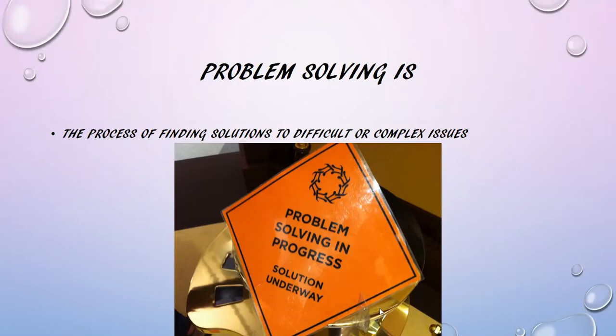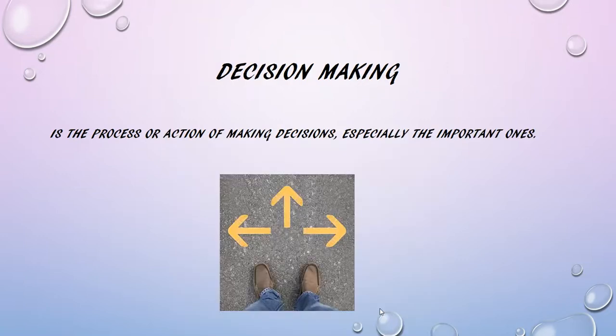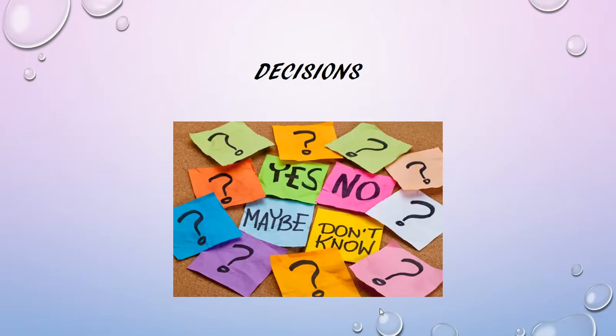Problem solving is the process of finding solutions to difficult or complex issues. Sometimes the issues are not life altering, but they still need to be dealt with. Decision making is the action or process of making decisions or choices, especially important ones that could affect you or somebody you love. Decisions are just a conclusion or a resolution reached after you've considered and clarified what the problem is.